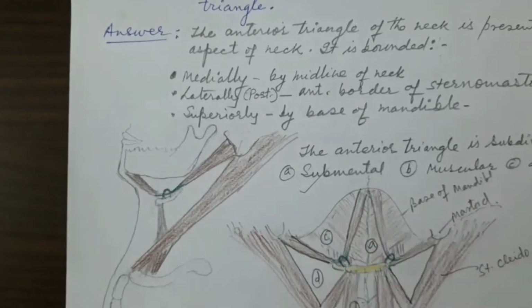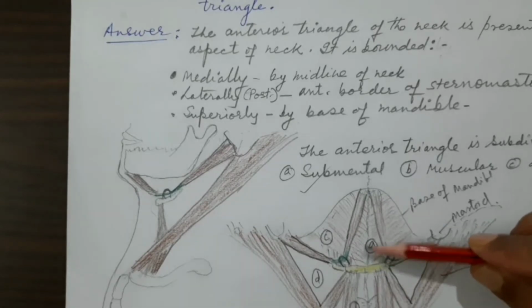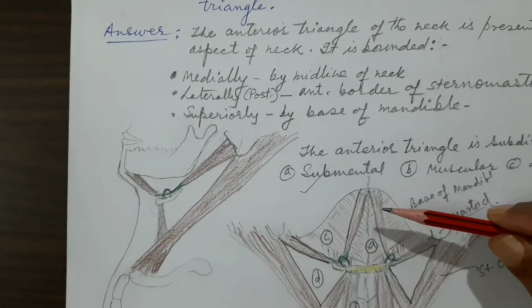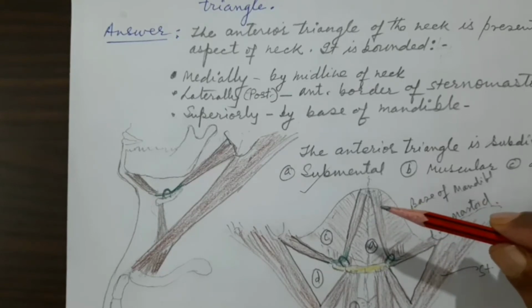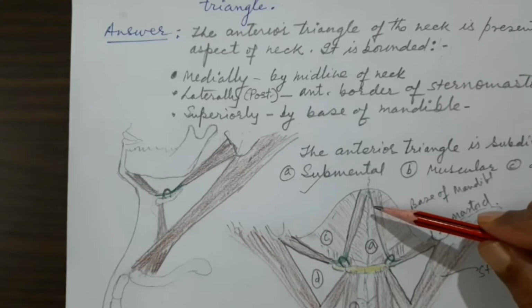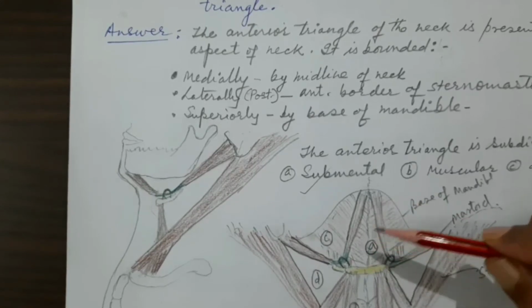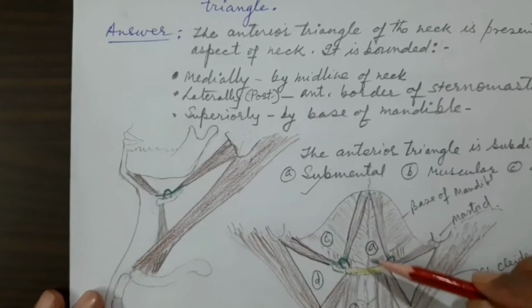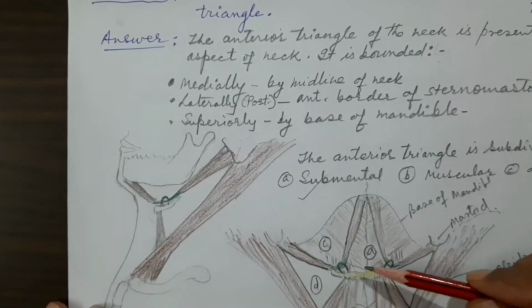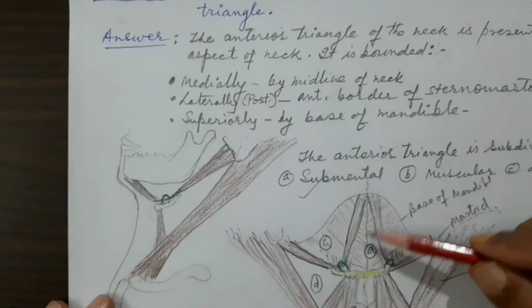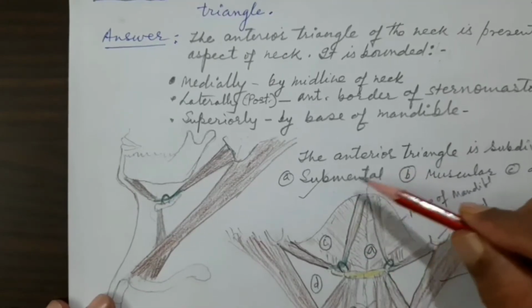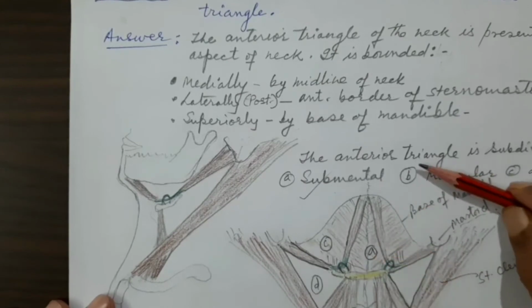The roof is nothing but the skin and superficial fascia, which contains the platysma, and the cutaneous nerves are here. Okay, and then it is covered by the deep cervical fascia. And if you go to the contents of the submental triangle, then there are some lymph nodes, and small tributaries maybe of the anterior jugular vein, which begins from this place. So submental lymph nodes are there. So this is the first subdivision, the submental triangle, which is common between the right and left.